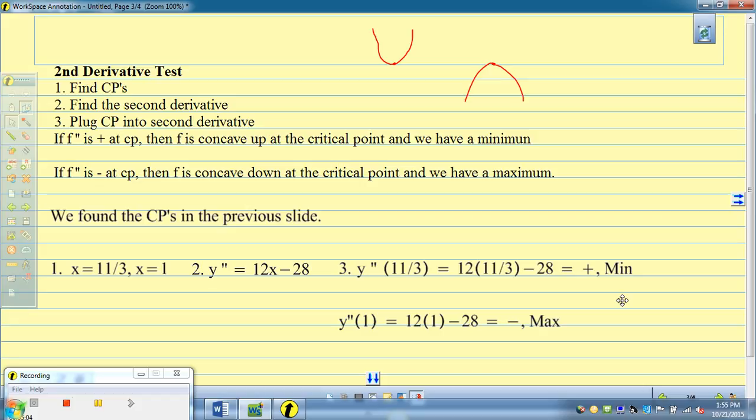So that's the only downfall of the second derivative test. You may try it, it may fail, and then you go back and do the first derivative test. Otherwise, you can use the first derivative test or second derivative test as you wish, whichever one you're more comfortable with, to find your maxes and mins.